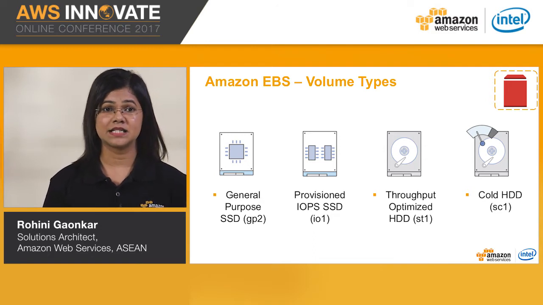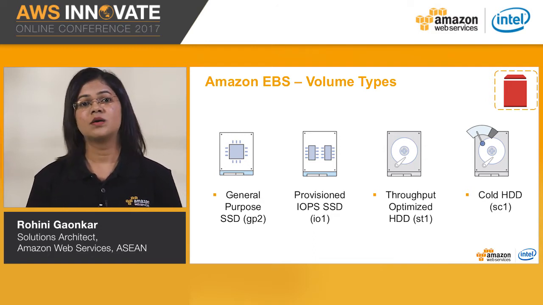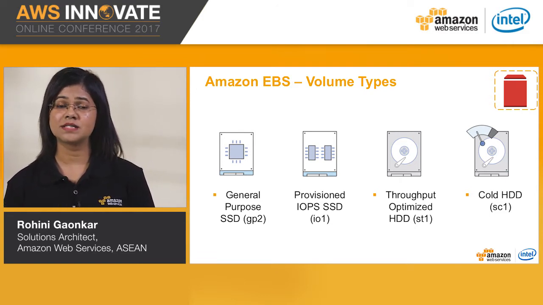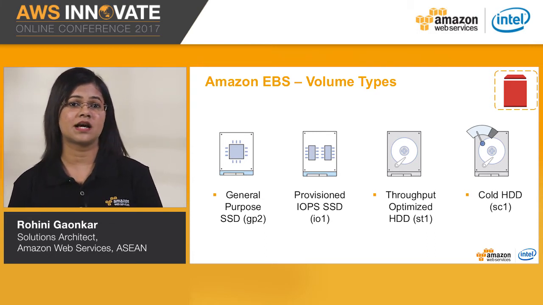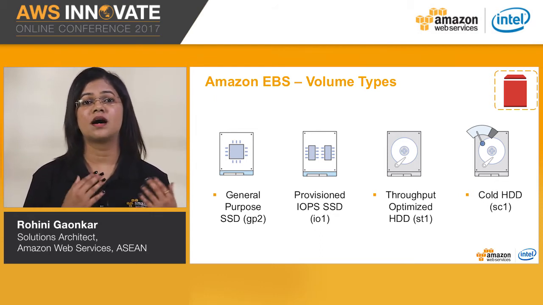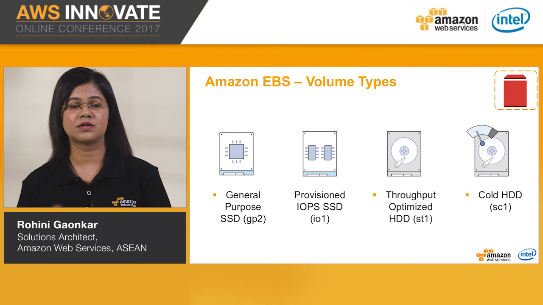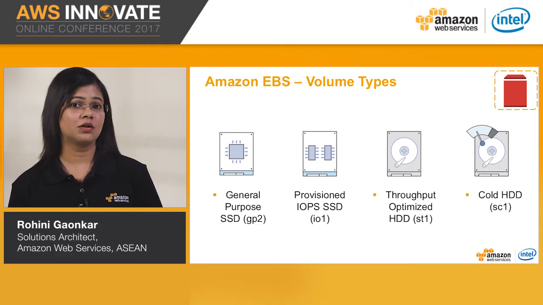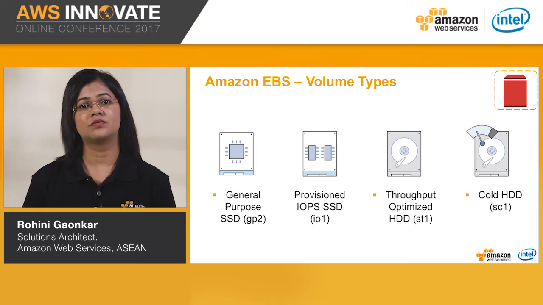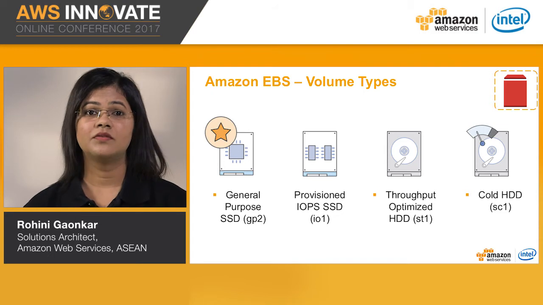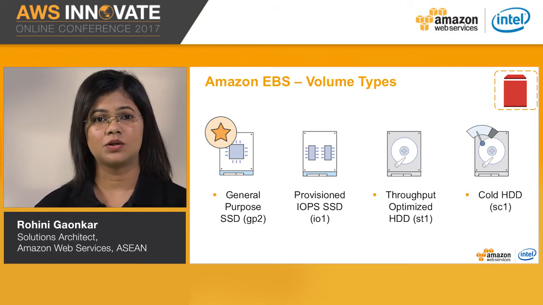There are different types of EBS volumes. The general purpose SSD volume balances price performance with a wide variety of transactional workloads. Provisioned IOPS SSD volumes are the highest performance SSD volumes designed for latency sensitive transactional workloads. Throughput optimized hard disk volumes are low cost HDD volumes designed for frequently accessed throughput intensive workloads. Cold HDD volumes are the lowest cost HDD volumes designed for less frequently accessed workloads. In the demo, we will create the general purpose SSD volumes.